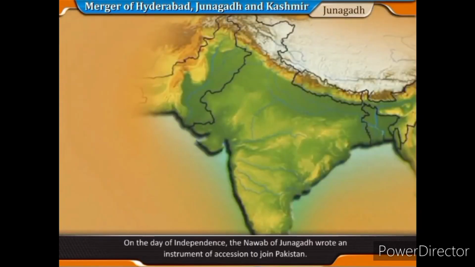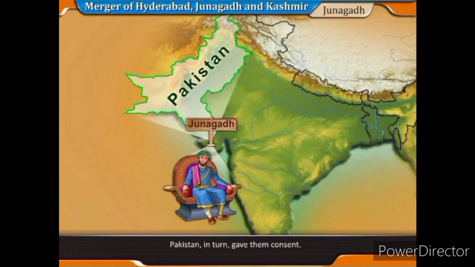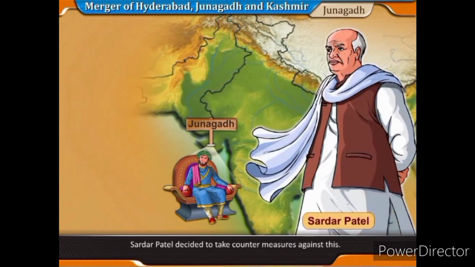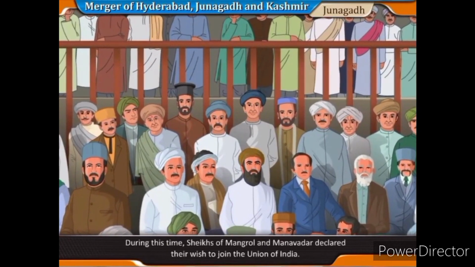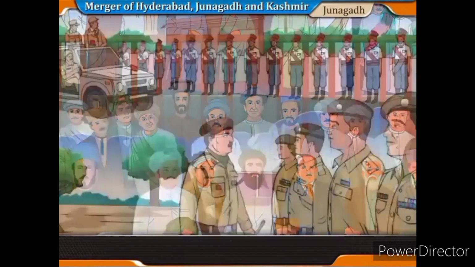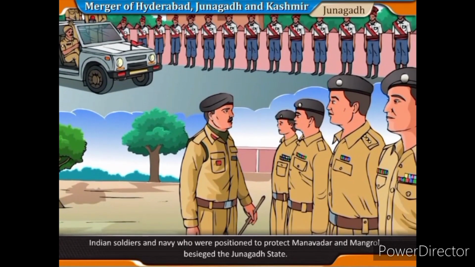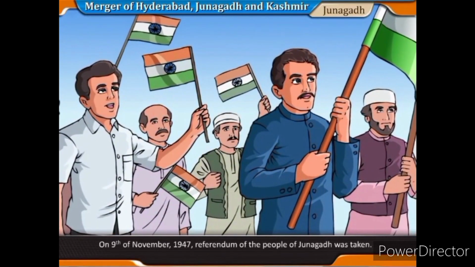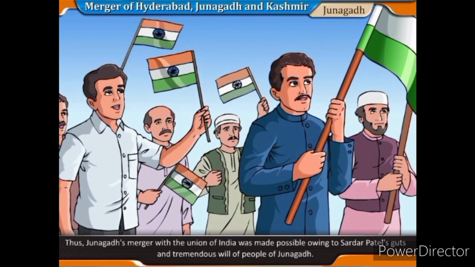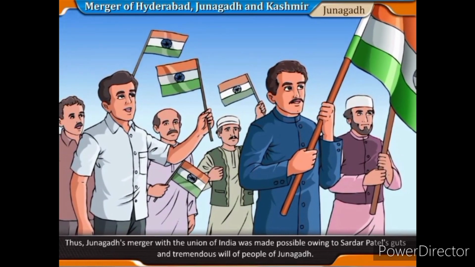Junagadh. On the day of independence, the Nawab of Junagadh wrote an instrument of accession to join Pakistan. Pakistan, in turn, gave its consent. Sardar Patel decided to take countermeasures against this. People of Junagadh living in Mumbai established Arzi Hukumat in Mumbai. During this time, the Sheikhs of Mangrol and Manavdar declared their wish to join the Union of India. Indian soldiers and navy who were positioned to protect Manavdar and Mangrol besieged the Junagadh state. The Nawab of Junagadh fled to Pakistan. On 9th November 1947, a referendum of the people of Junagadh was taken. Thus, Junagadh's merger with the Union of India was made possible owing to Sardar Patel's guts and the tremendous will of the people of Junagadh.